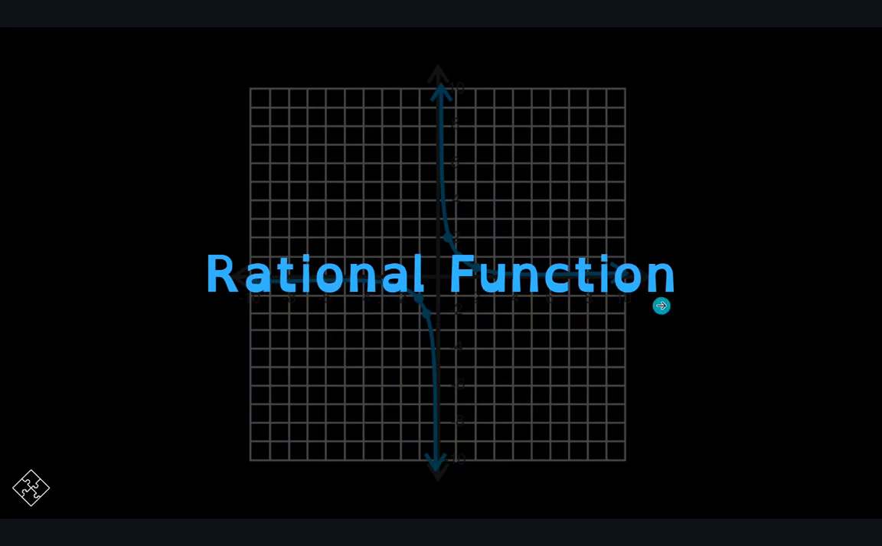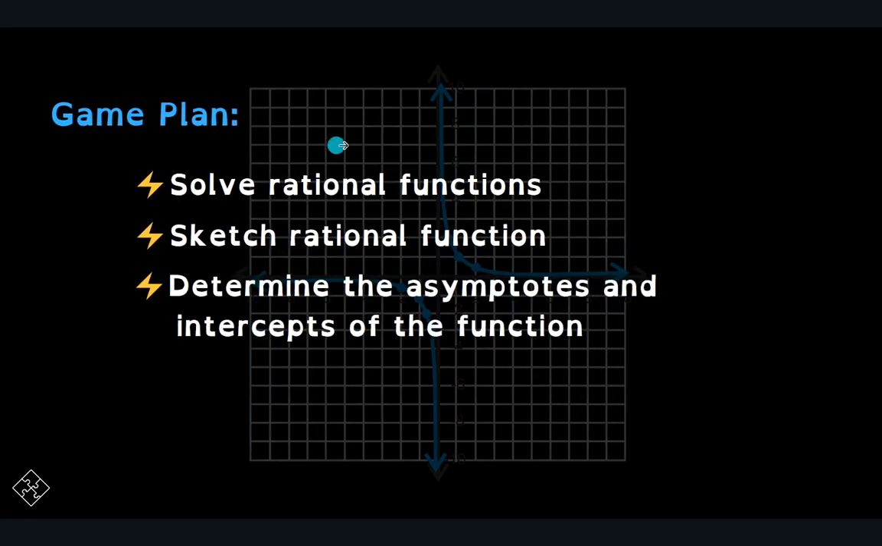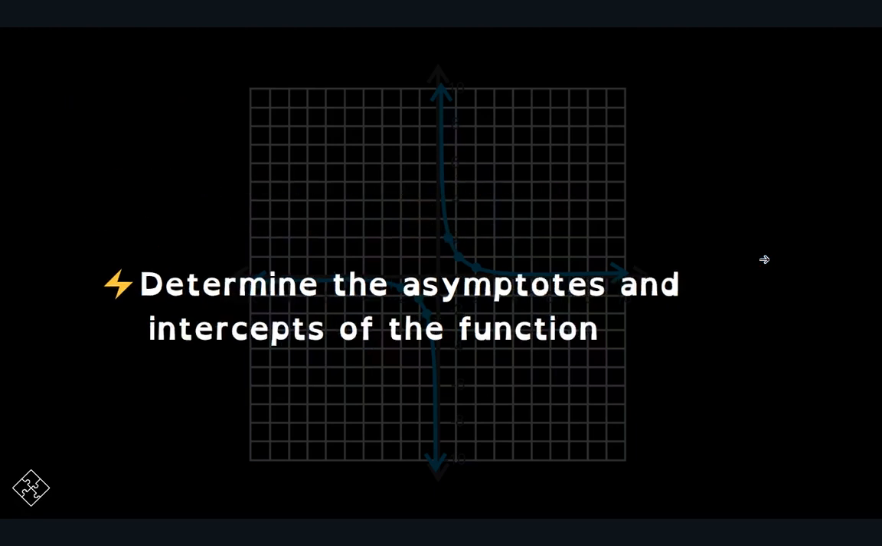A rational function is a polynomial where the polynomial in the denominator shouldn't be equal to 0. So how do we represent this? Before that, our game plan for today is to solve rational functions, to sketch rational functions as well, and last is to determine the asymptotes and intercepts of the function. So yan yung tatlong yan yung gagawin natin ngayon.